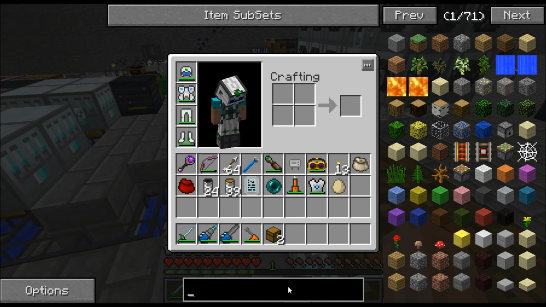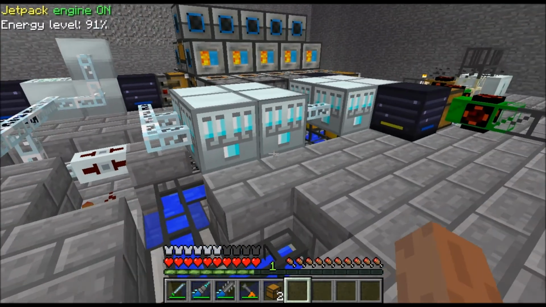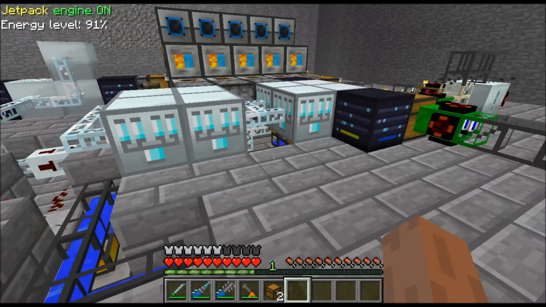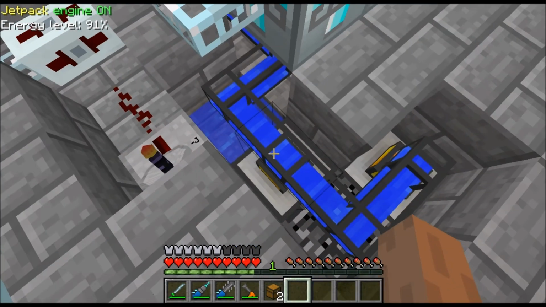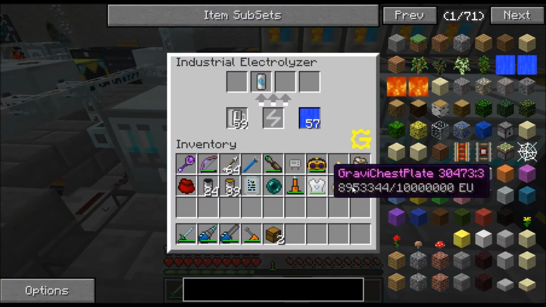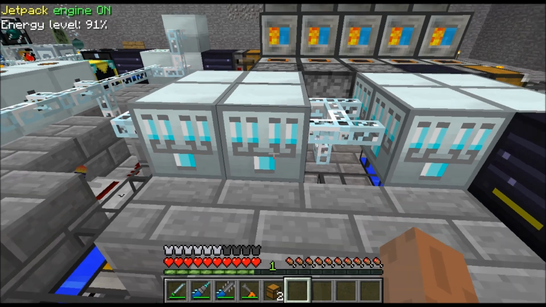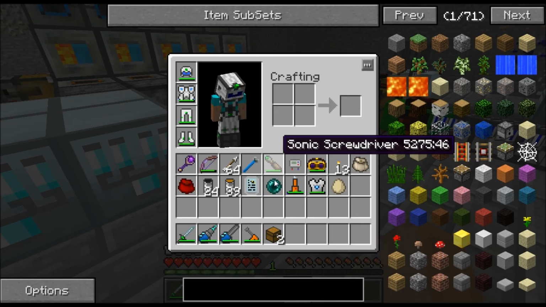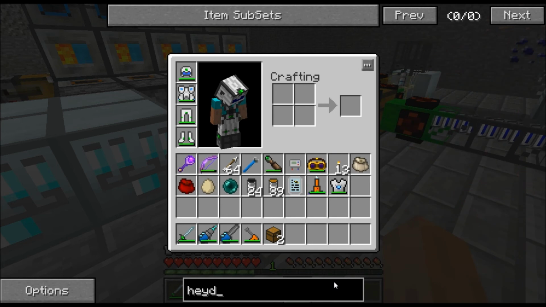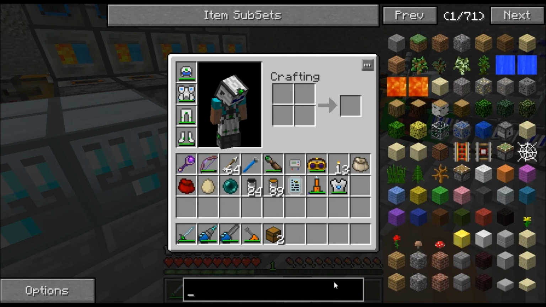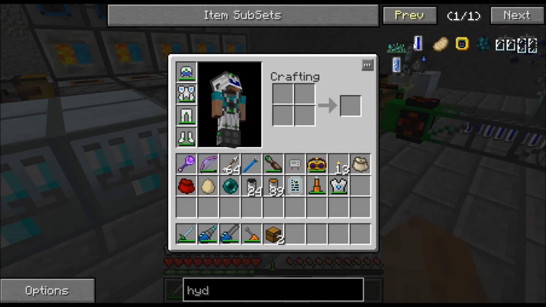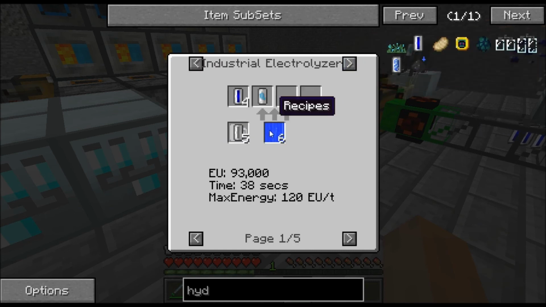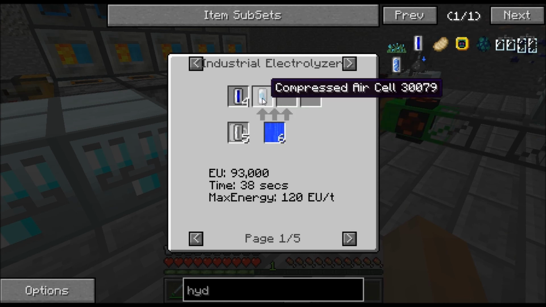So to make hydrogen, I use electrolyzers. The electrolyzers take water that comes out of these aqueous accumulators down here and pipes them in and splits them into their oxygen and hydrogen components so that I get hydrogen cells and compressed air. So this is the recipe. It takes 6 water cells, 5 empty cells, and I get 4 hydrogen and 1 compressed air.